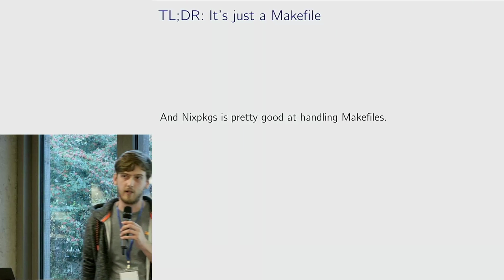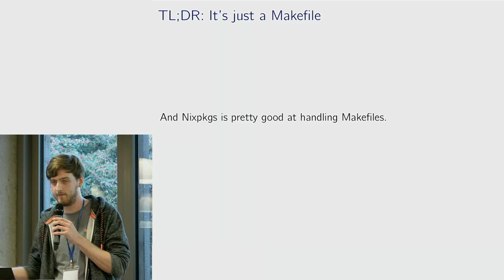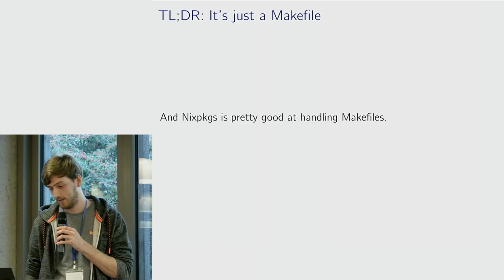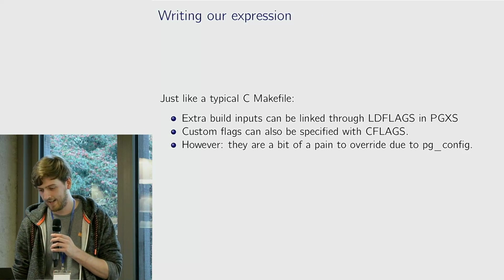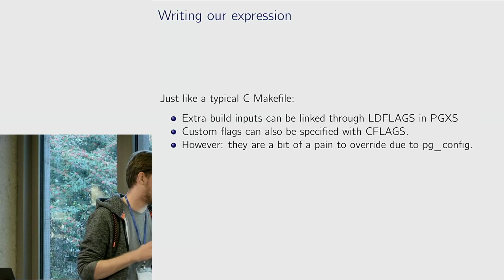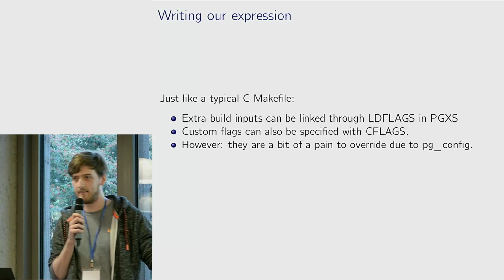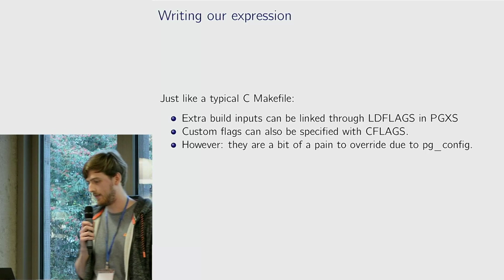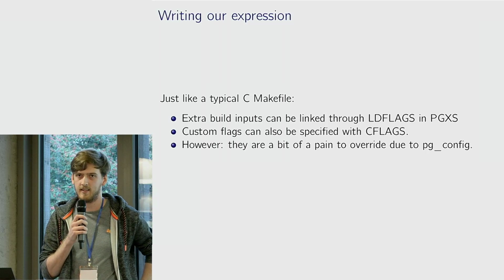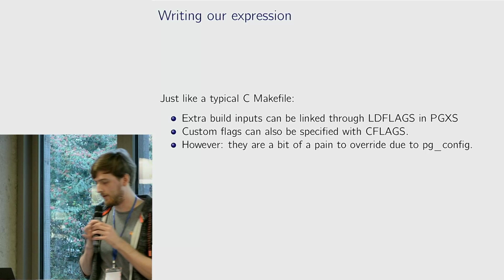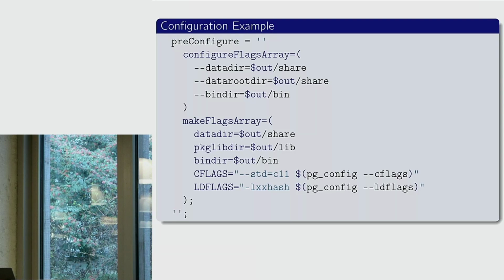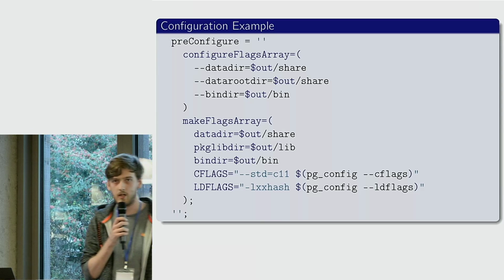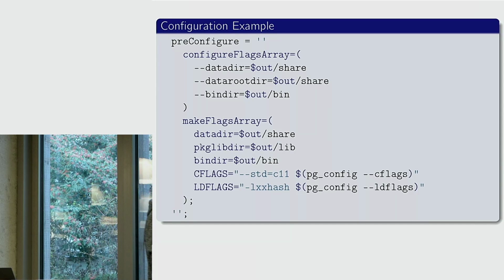So it's just a makefile. Turns out Nixpkgs is very good at handling makefiles. So it's actually a pretty easy win. If you want to add an extra dependency, you can just use the LDFLAGS. You can customize things with the CFLAGS. Bit of a pain with pg_config though. I'll show you why. Essentially, pg_config will have a bunch of CFLAGS from when Postgres is compiled, and LDFLAGS as well, and share them.